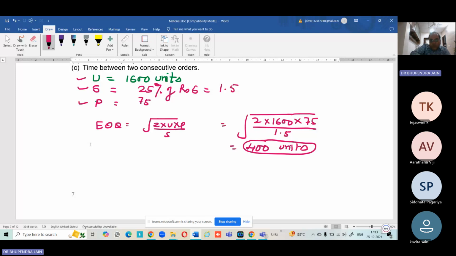Whenever you purchase less quantity, definitely ordering cost will increase because we have to place more orders. Whenever you place more orders, in every order 75 rupees will increase. Or whenever you store more quantity, then storage cost will increase. That's why the economic order quantity is the optimum quantity. At that level, carrying cost and ordering cost will always be minimum, will always be optimum.